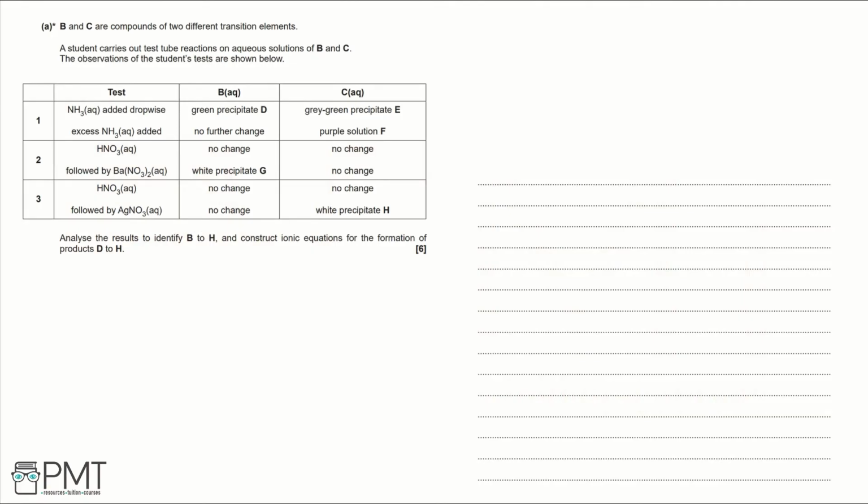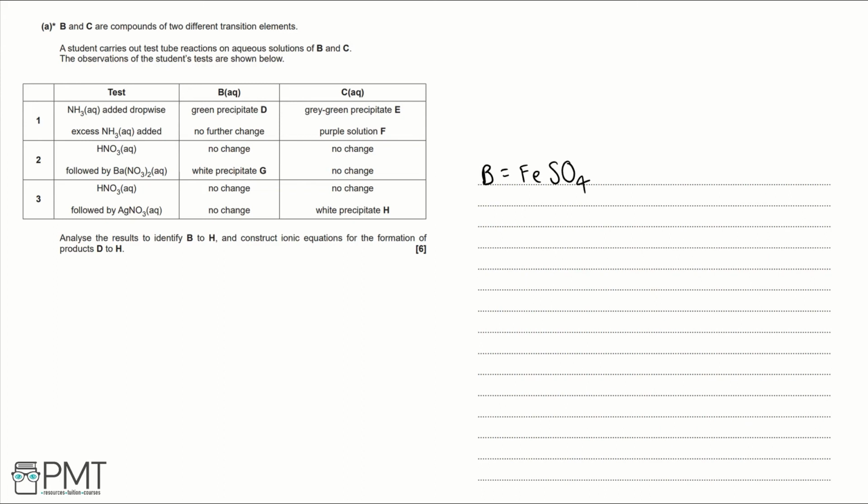Part A. B and C are compounds of 2 different transition elements. A student carries out test tube reactions on aqueous solutions of B and C. The observations of the student's tests are shown below. Analyse the results to identify B to H and construct ionic equations for the formation of products D to H. So let's start with looking at B.